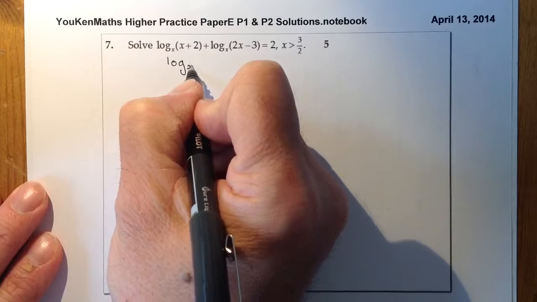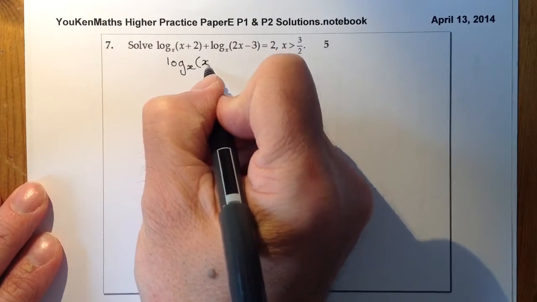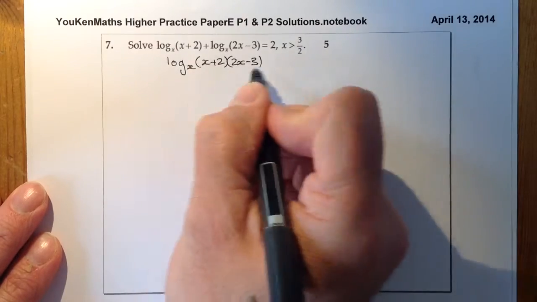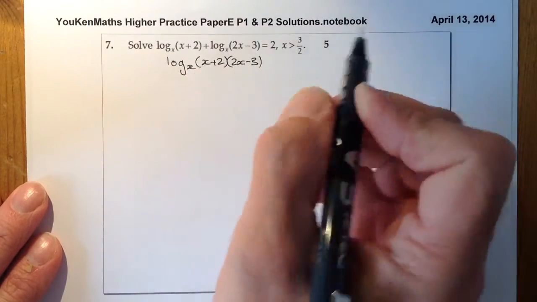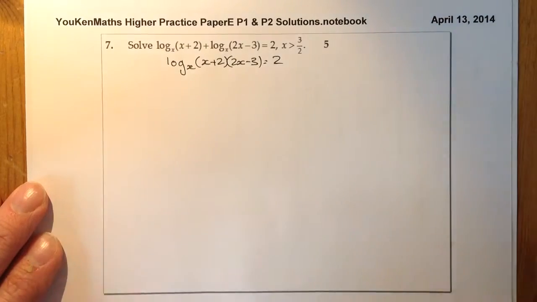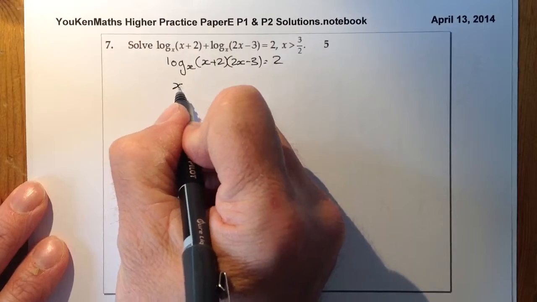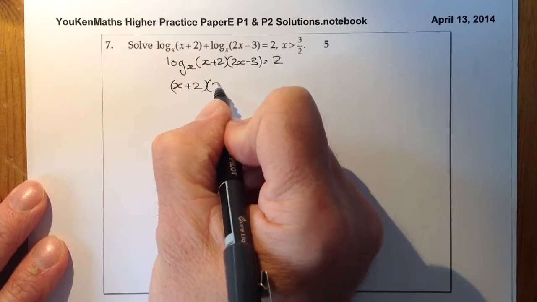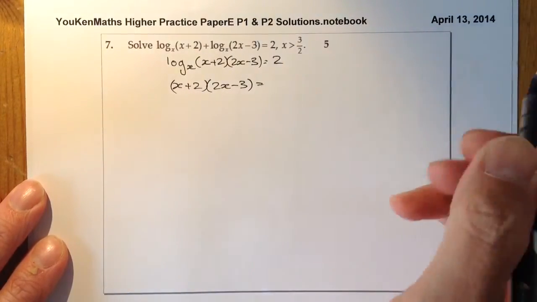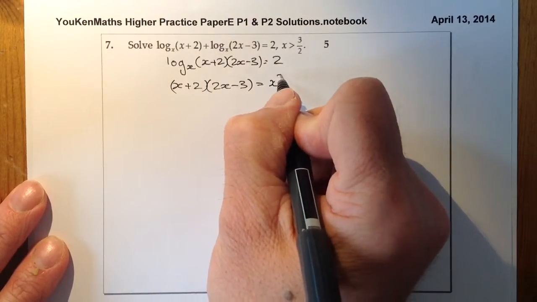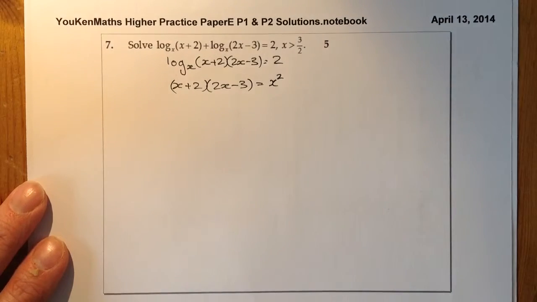So I've got log, and it's base x, and what I've got is x plus 2 and 2x minus 3. So what I've done is put it under 1 log and just multiplied these two parts here. And that equals 2. From there, I'm going to change that to the exponential form. So changing to the exponential form, x plus 2 times 2x minus 3 is going to be equal to the base, which is x, to the power of that one there, which is 2.